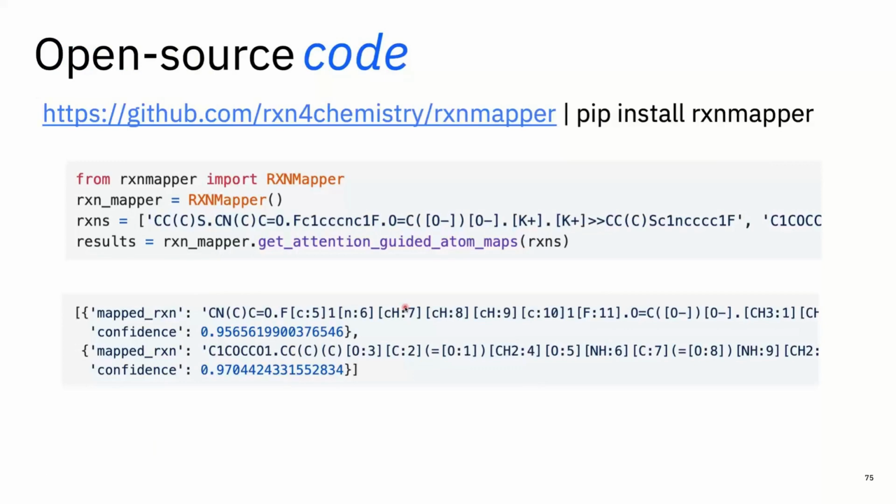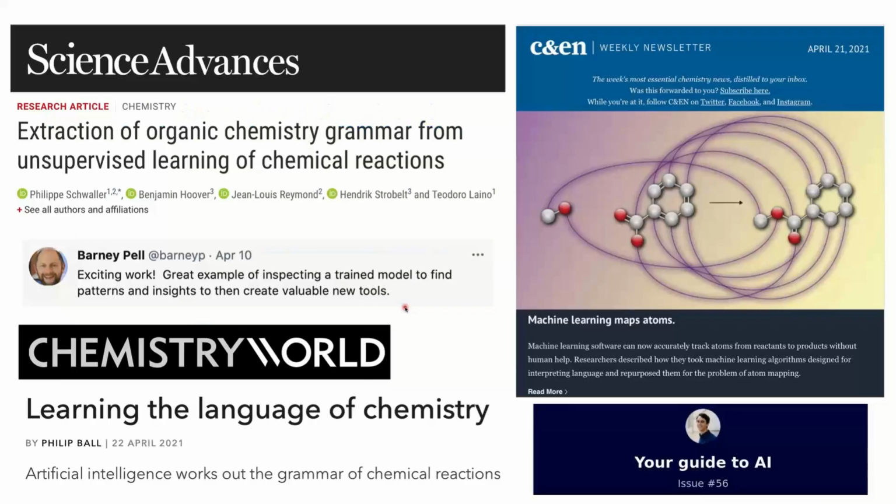Also for Reactionmapper, we have open source code available. So again, after installing RDKit, you should be able to do pip install Reactionmapper and have it running. We're super happy that it was in the end published in Science Advances and also highlighted in one of the CNN weekly newsletters. So that's super cool.